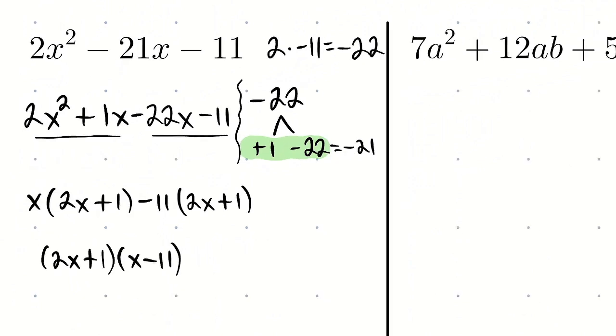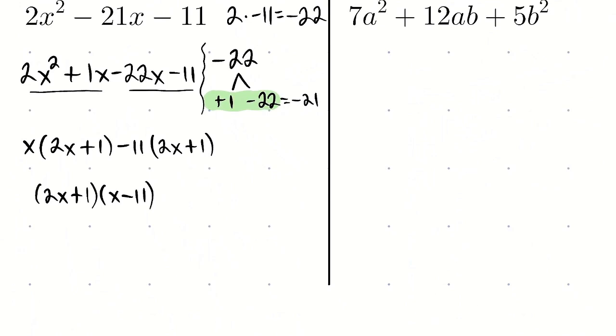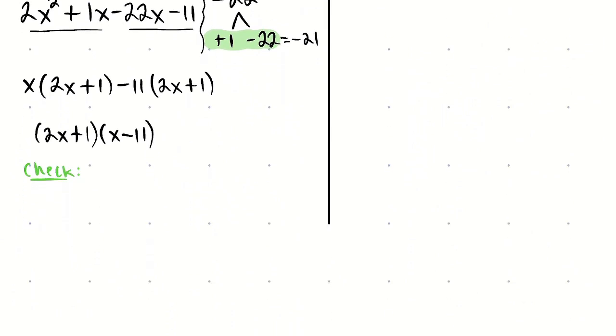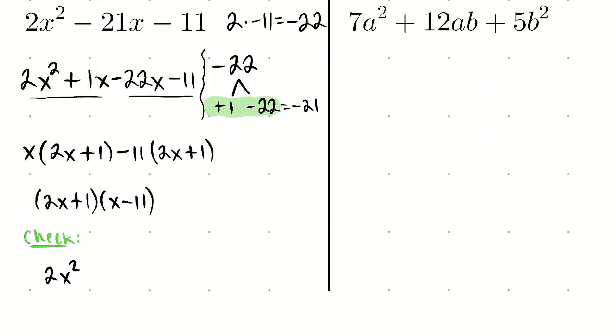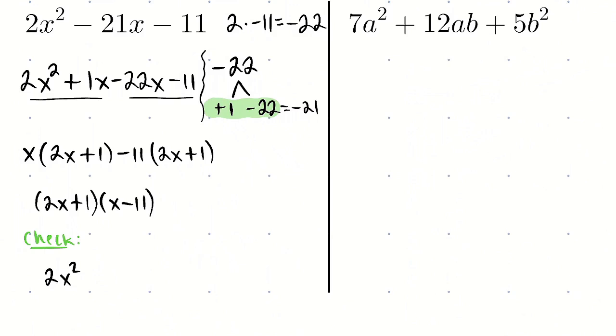Alright, so now let's check to make sure that that is correct. So check. Alright, so we're going to FOIL. So 2x times x, that's 2x squared. And remember that factoring is the reverse of multiplication. So how I'm checking it is I'm taking this and I'm multiplying it out to see if I end up with what I started with. And if that turns out to be the case, then we're good.